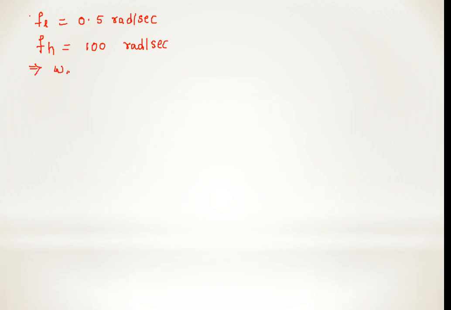So the lowest corner frequency we are assuming, omega L, is 0.5 radians per second, and omega H is 100 radians per second. We have the first corner frequency, that is 5 radians per second, the second corner frequency 50 radians per second, and the highest corner frequency 100 radians per second. For each corner frequency we have to calculate the magnitude. First I am taking the lowest corner frequency, that is at omega equal to omega L. What is the magnitude?